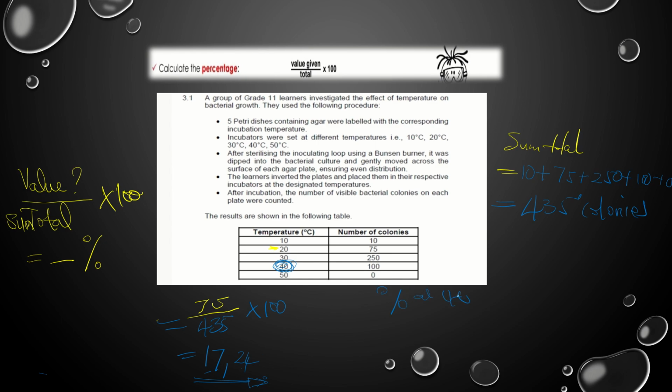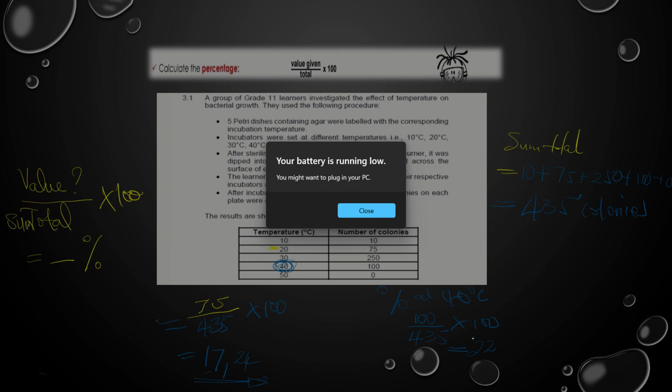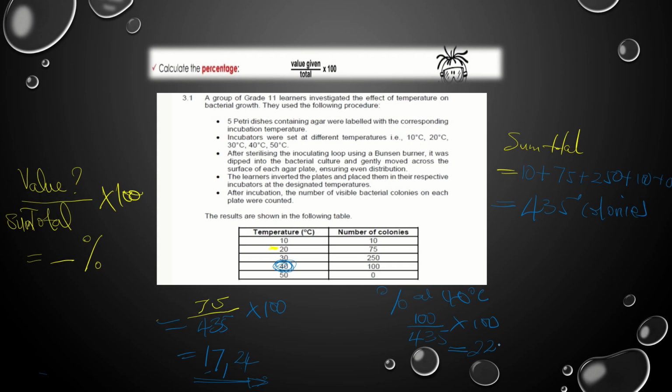Then in this case, the percentage at 40 degrees Celsius: what is the value there? The value in question is 100. The value given is 100. Then what is the total now? It's 435. So 100 divided by 435 multiplied by 100 gives me 22.9885. We said you look at the first three values, right?